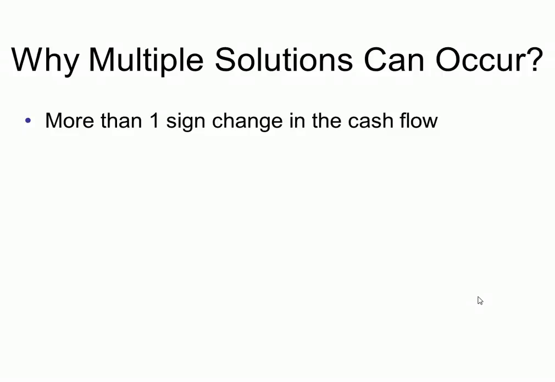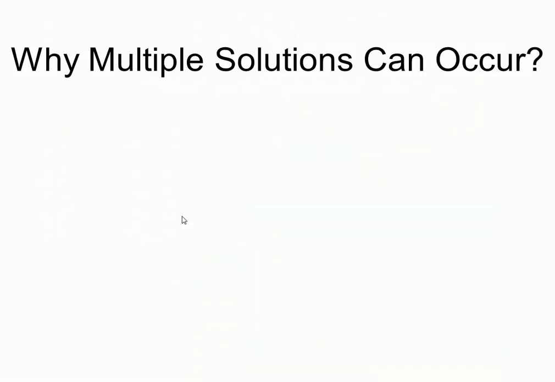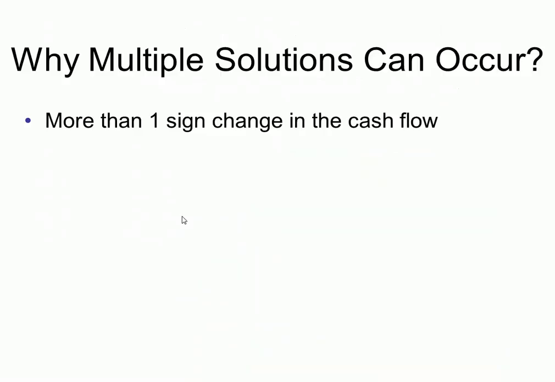So why can multiple solutions occur? More than one sign change in the cash flows. Notice that's exactly what we had in these cash flows. First we had a positive cash flow, then negative. So that's one change from positive to negative, and then from negative it changed to positive, so it's a second sign change. If we have more than one sign change in the cash flows, we could have multiple solutions.